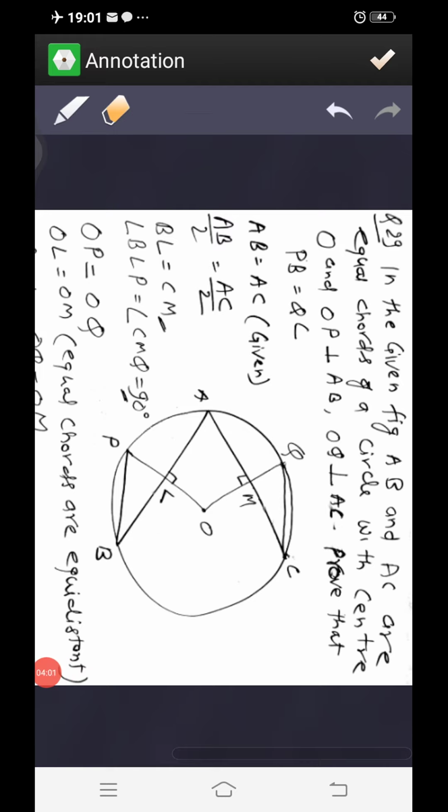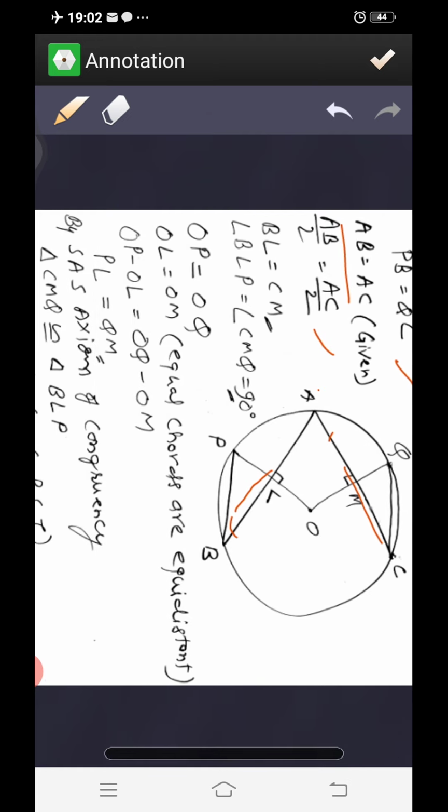Let us take question number 29. In the given figure, AB and AC are equal chords of a circle with center O, and OP is perpendicular to AB and OQ is perpendicular to AC. Prove that PB equals QC. So now we can see that AB equals AC, given. Both the chords are given equal. So AB upon 2 equals AC upon 2, that is BL equals CM. When both the chords are equal, their halves will also be equal.